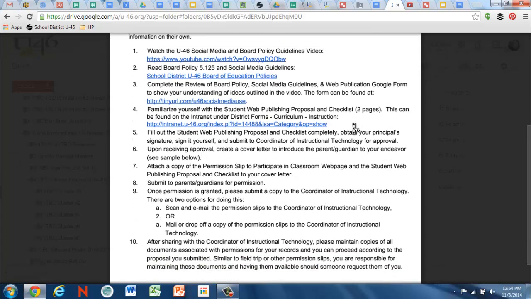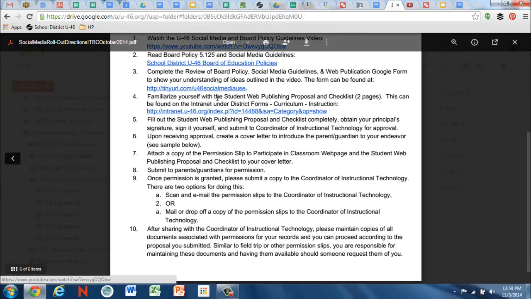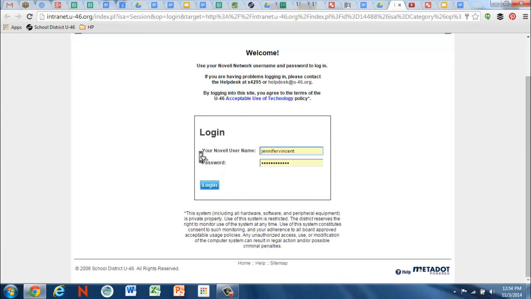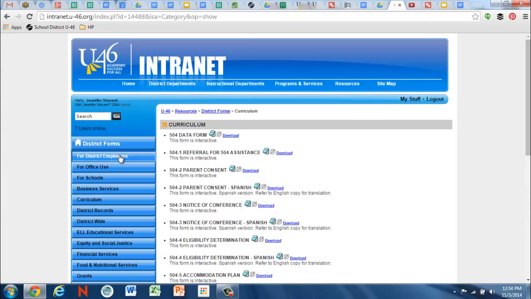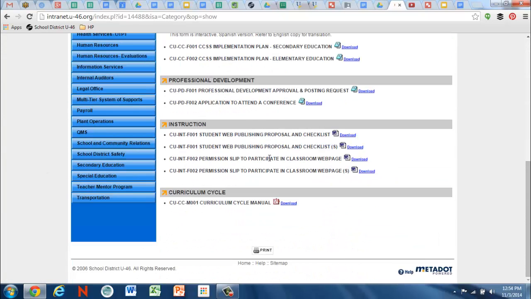And then afterwards, teachers are asked to fill out this form to show that they've watched the video. And we have a web publishing process and checklist for teachers. Excuse me, it's a proposal and checklist. So that link will take you to the intranet. You just have to log in, and then it takes you directly to the forms that we have. So we have a web publishing proposal and checklist.